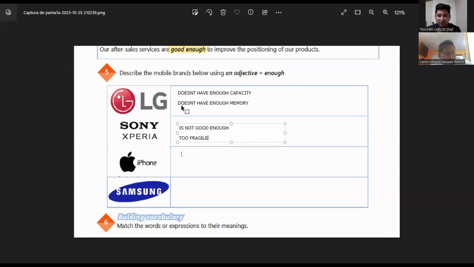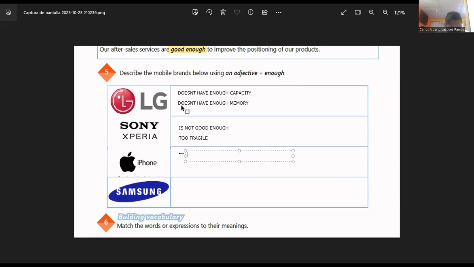Remember, Fernando, Rebecca, and Carlos, that too indicates the problem. Okay. Too indicates, like, for example, too big, too small, too fragile. Okay, it's too fragile. So, continue working. Gracias.